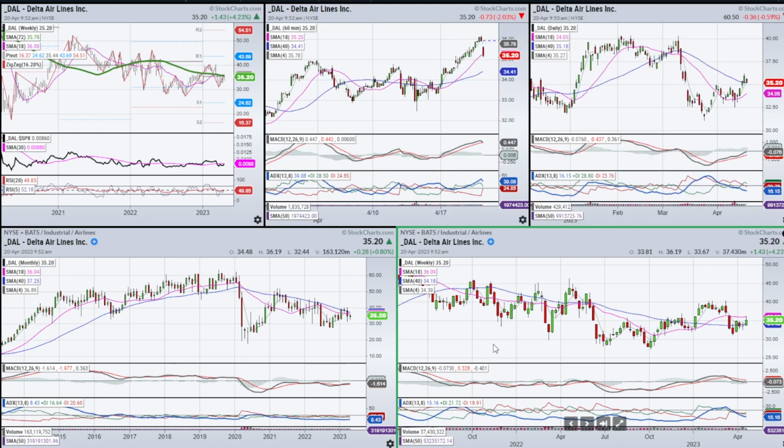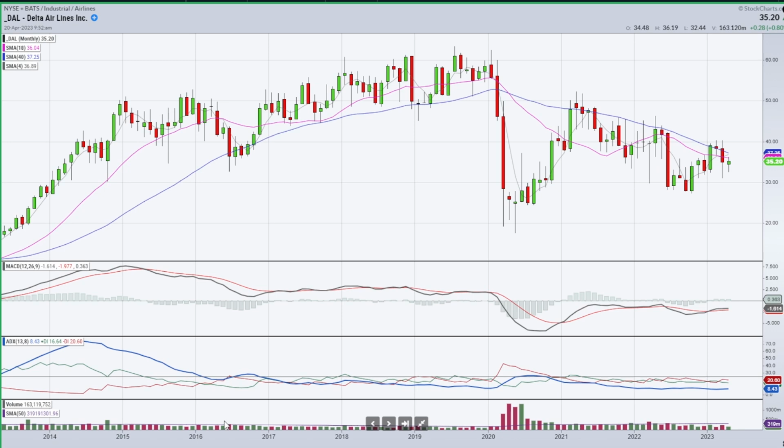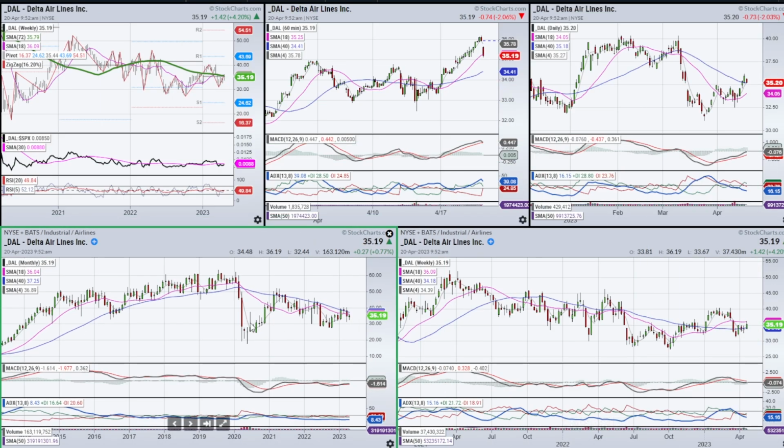Okay, let's look at DAL. So when I look at the monthly, I don't really see anything that's all that attractive. We've got two moving averages going down. We've got MACD below the zero line. We don't have any strength in the trend at all based on the ADX. But it does seem like it's got pretty decent support at 30.